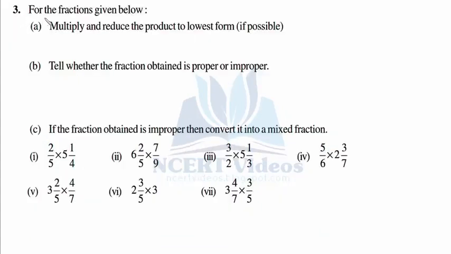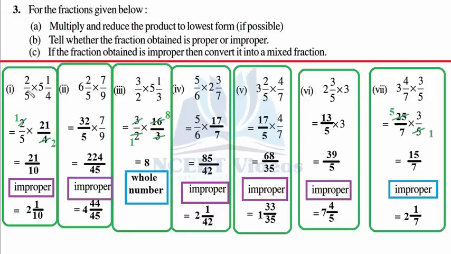Third, for the fractions given below. Number first, multiply and reduce the product to lowest form if possible. So first of all we have to multiply. Now tell whether the fraction obtained is proper or improper. So now you know what is proper and improper. It will be easy for you to find the solution. Then last, if the fraction obtained is improper, convert it into mixed fraction.